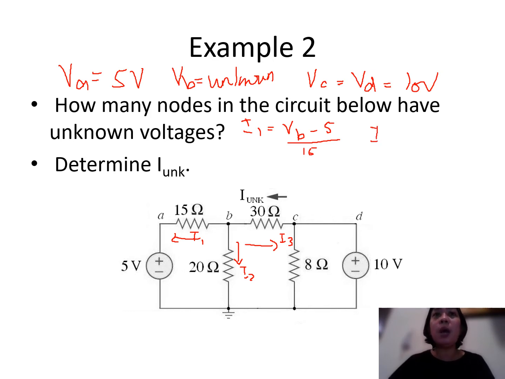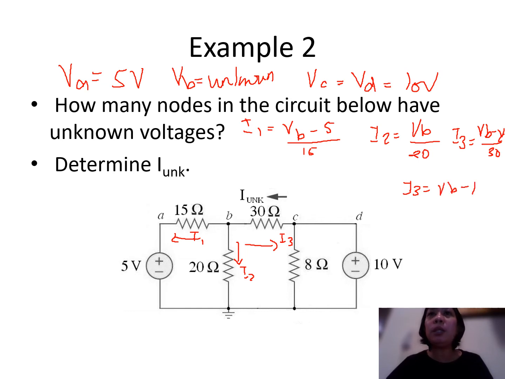What is our I2? Our I2 here is equivalent to VB minus 0, divided by our branch resistance, which is equivalent to 20. And finally, we have here our I3, which is equivalent to VB minus VC all over 30. So our I3 here is equivalent to VB minus 10 all over 30.